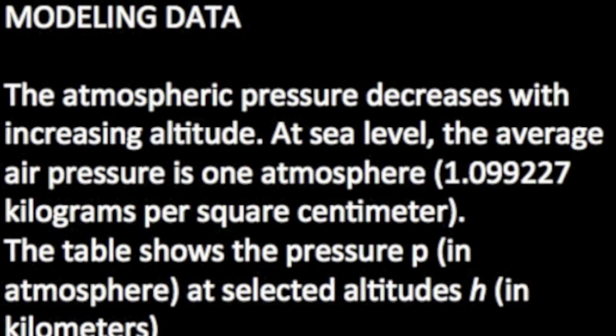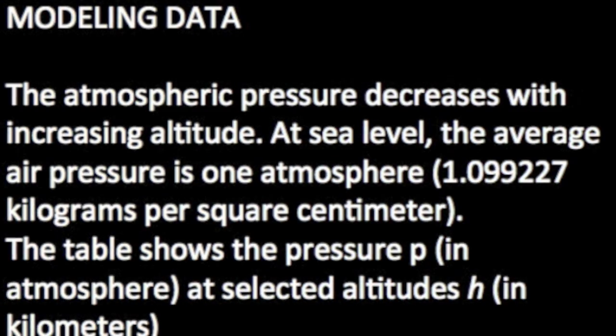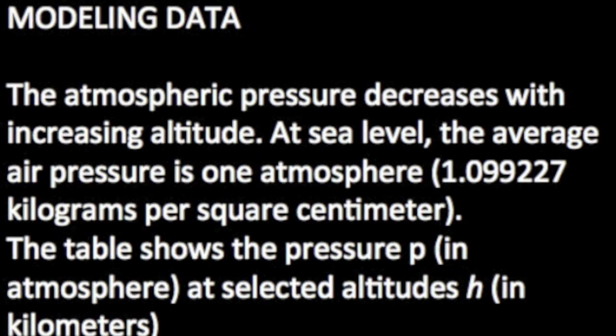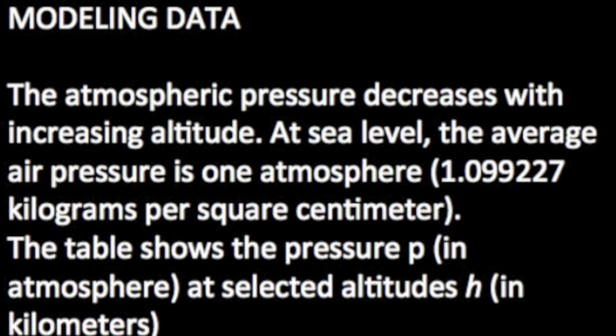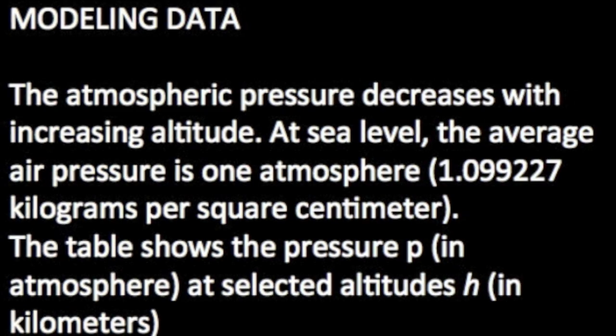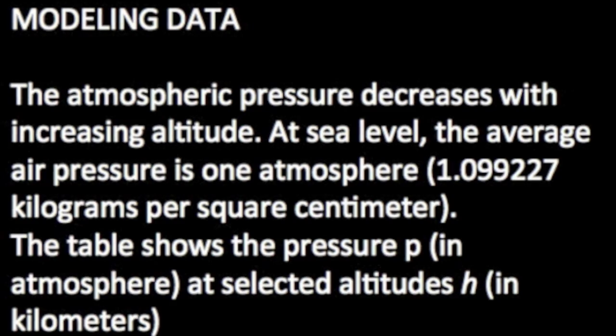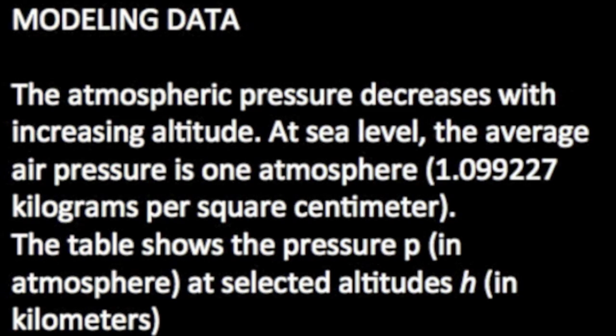The atmospheric pressure decreases with increasing altitude. At sea level, the average air pressure is 1 atmosphere, 1.099227 kilograms per square centimeter. The table shows the pressure P in atmospheres at selected altitudes H in kilometers.